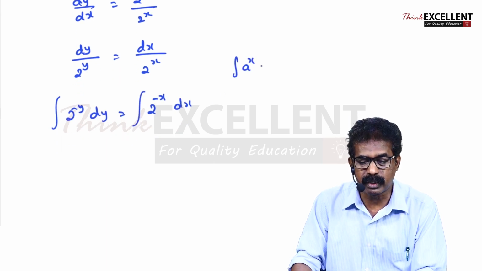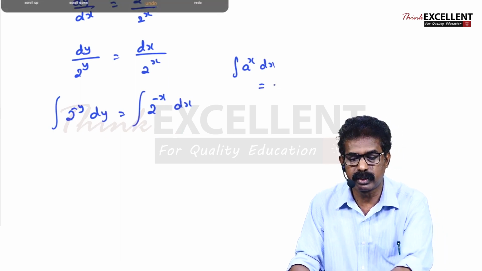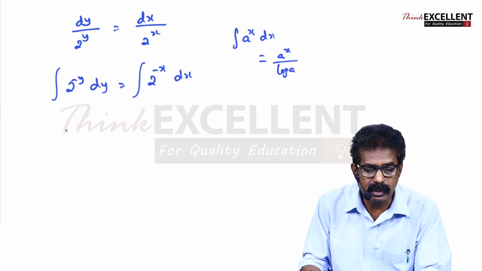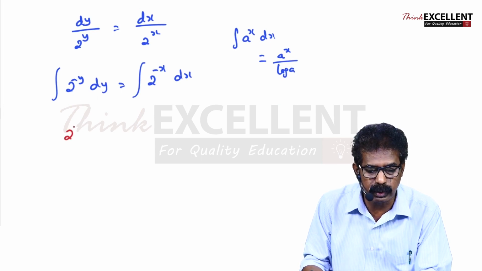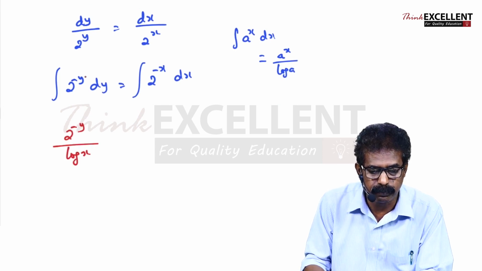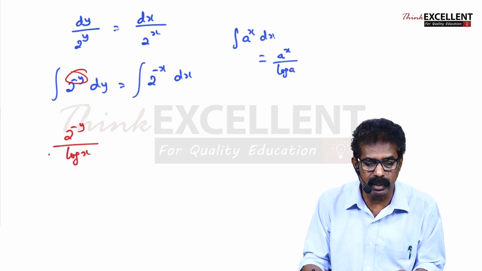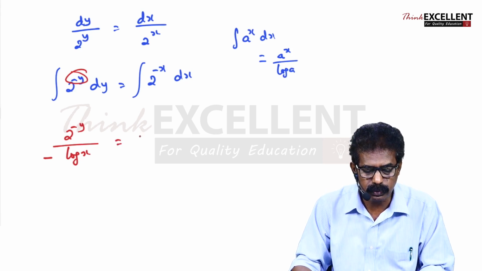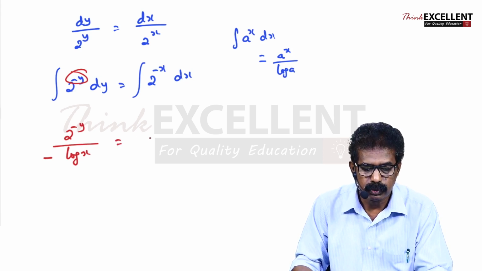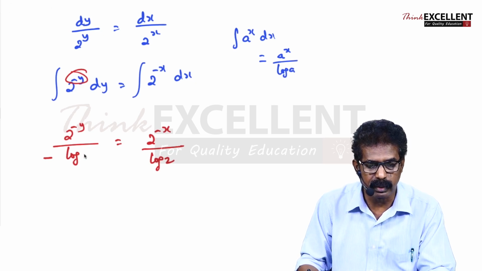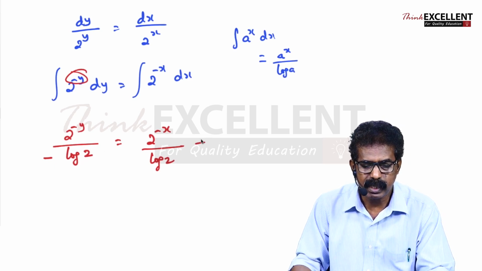Integral of a raised to x is a raised to x by log a, right? So here 2 raised to minus y integration, 2 raised to minus y by log 2. A raised to x, instead of x we have minus y, so its derivative in the denominator, minus y derivative minus 1. So a minus has to come. Equal to 2 raised to minus x by log 2. It is not log x, it is log 2. A raised to x by log a, right? Log 2. Plus some constant.